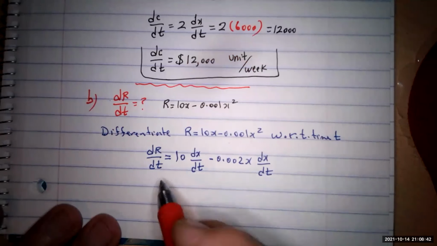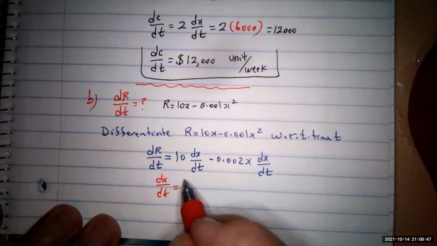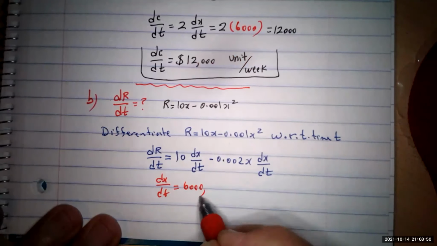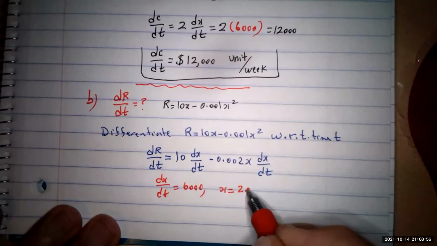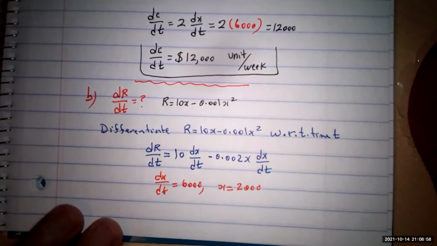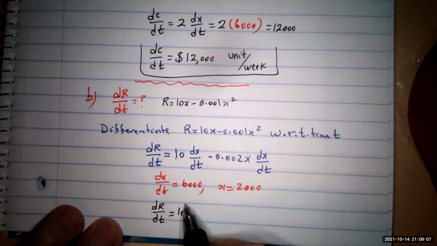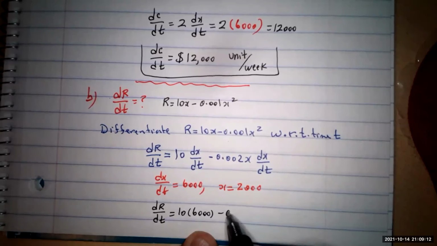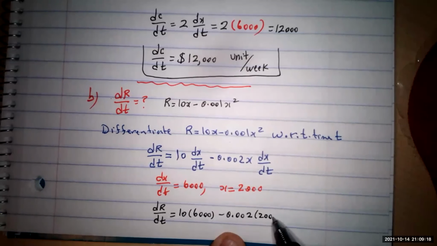What you have, I just remind you, from the first part, dx/dt is given to us as 6,000, remember? That's 6,000, and the x was 2,000. Okay, now you substitute these two numbers to get the rate of the revenue. So dR/dt is going to be equal to 10 times dx/dt, times 6,000, minus 0.002, x is 2,000, times the rate, 6,000.